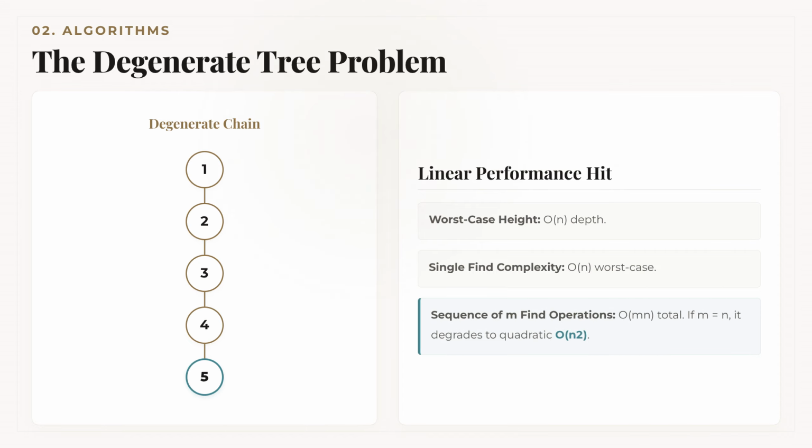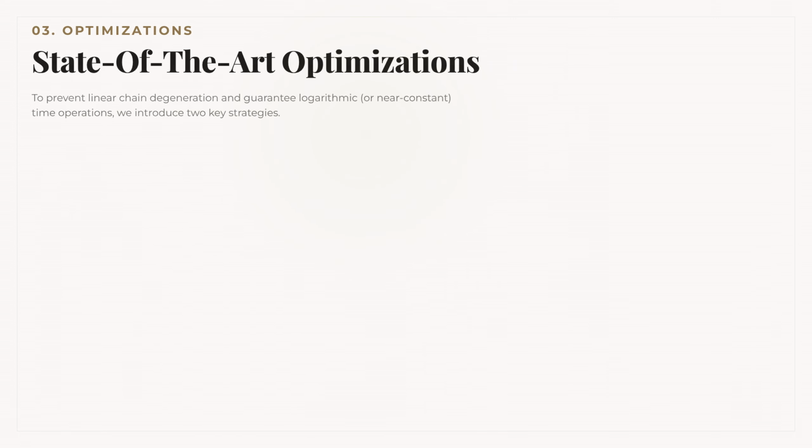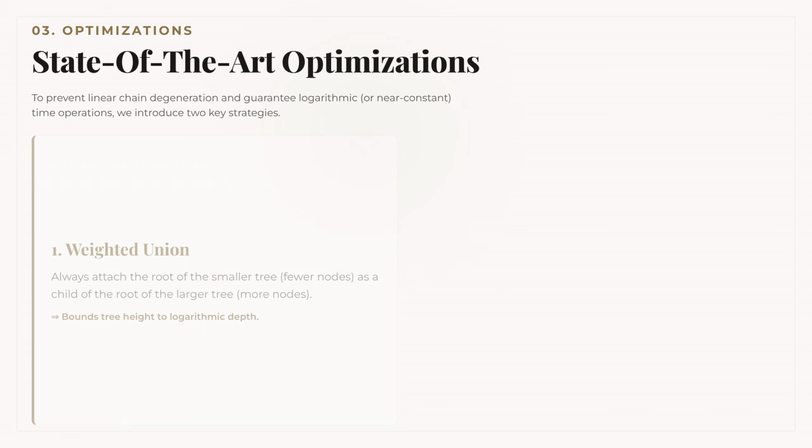If we perform many such find operations, the total running time can become quadratic. Clearly, we need a better strategy. To solve this problem, computer scientists introduced two important optimizations. The first optimization is weighted union. The second optimization is path compression, also called collapsing find. Let us begin with weighted union.